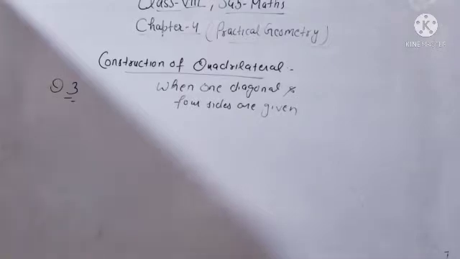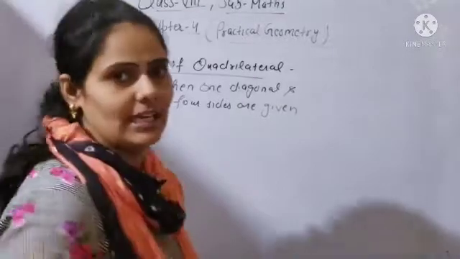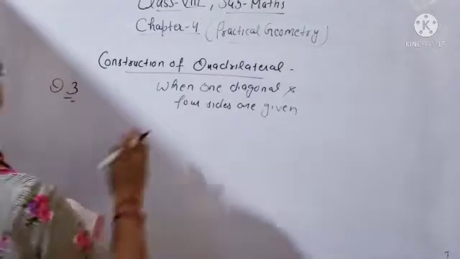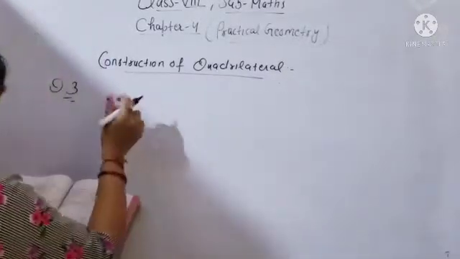Clear, all of you? After that, beta, question number first and second I have told. Now we will start question number third. So what is given in question number third? Parallelogram. Okay. Question number third is given parallelogram.